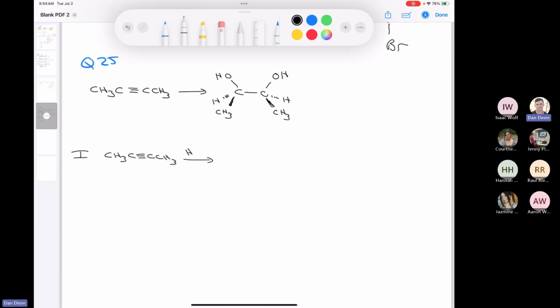So H2 and deactivated palladium. Remember, I told you that deactivated palladium is the same thing as Lindlar's catalyst. So that would give you the cis alkene. I'm going to mix bond line structures in here just for interest's sake.